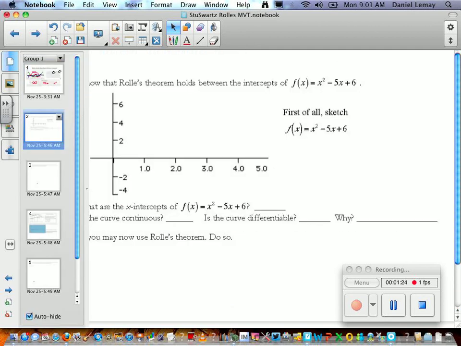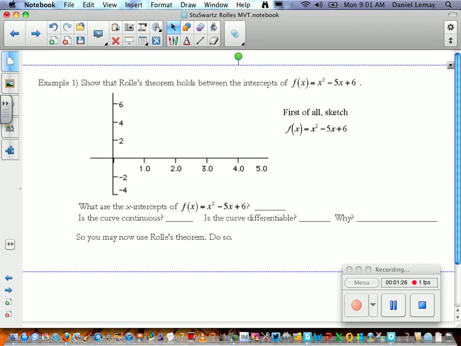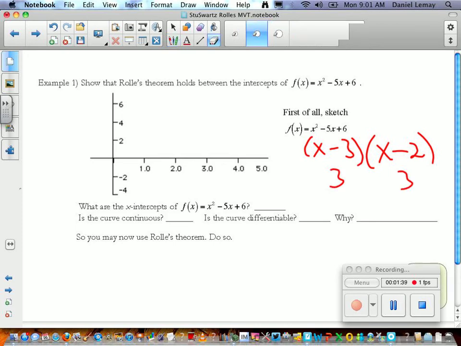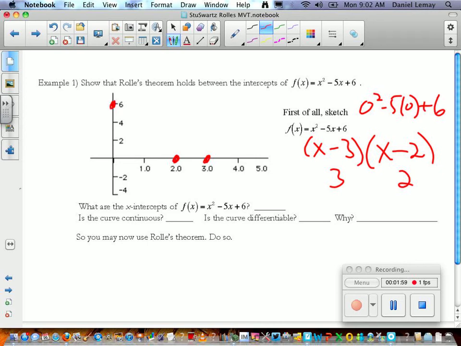So they want us to show that Rolle's theorem holds here. So let's see. I know this graph factors to negative x minus 3, x minus 2. So it has zeros of 3 and 2. So let's graph that. It crosses through 2, it crosses through 3. I also know that the y-intercept will be 0 squared minus 5 times 0 plus 6. So that tells me it crosses the y-axis at 6.